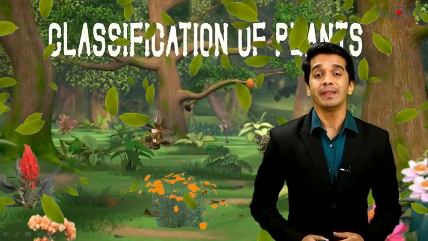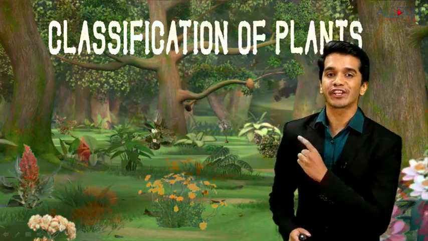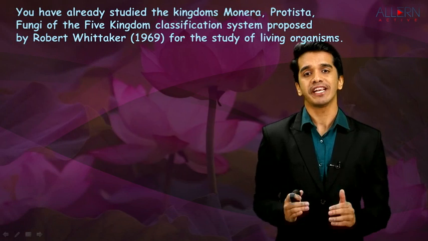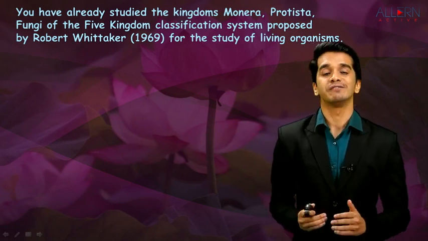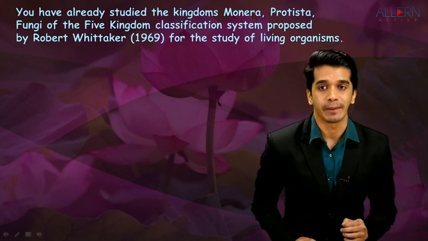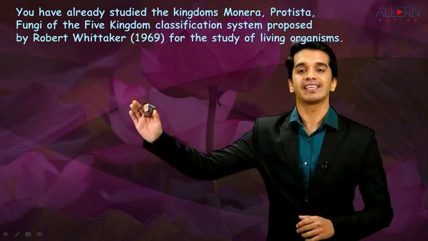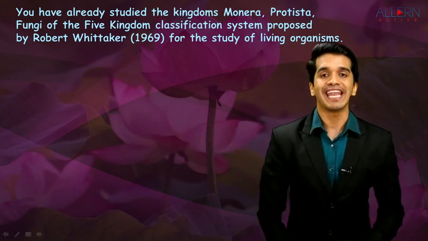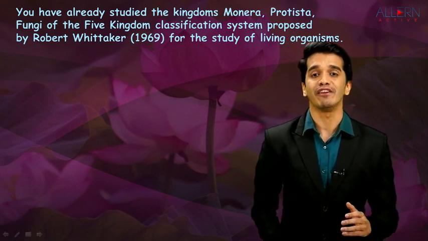We are going to start with the most interesting chapter, and the name of the chapter is Classification of Plants. As we all have studied, a great scientist called Robert Whittaker divided living organisms into 5 kingdom classification. You have already studied about the kingdoms Monera, Protista, fungi of the 5 kingdom classification. This was proposed by Robert Whittaker in 1969 for the study of living organisms.